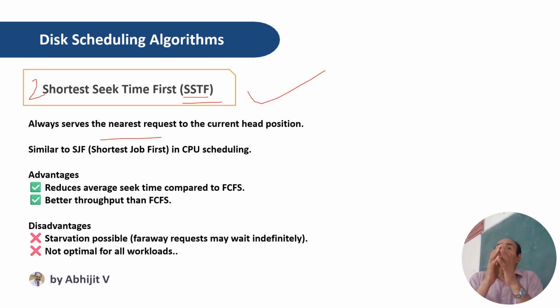See, whichever is the smallest is given first, so it will happen very fast, right? The advantage is that the average seek time will be much less, so the overall performance of the system will improve. The average seek time is reduced, with better throughput. We have seen that our objective is to reduce the response time and maximize the throughput. These are the objectives of scheduling algorithms.